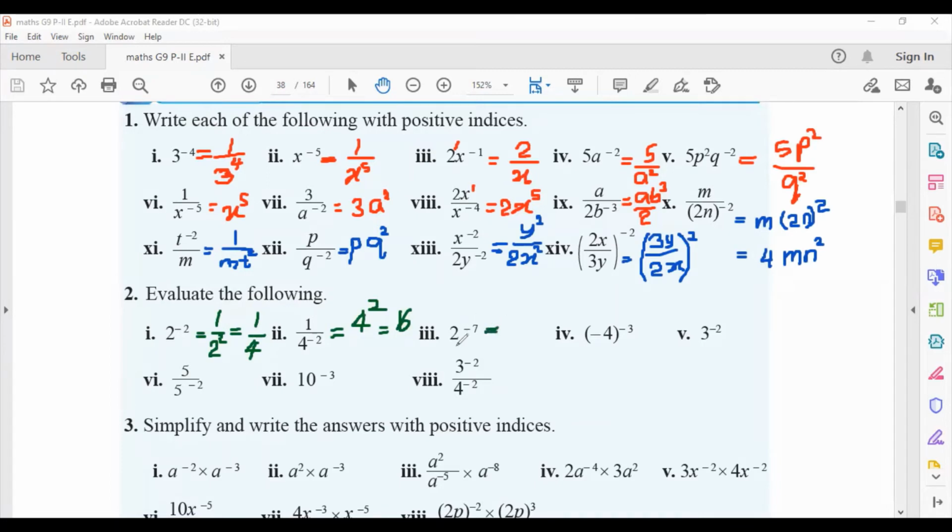Here 2 to the power negative 7. It can be converted into a positive index by taking it into the denominator place. Then it is 2 to the power 7. Evaluate means you have to find the value of 2 to the power 7 as well. 1 upon 128. 2 to the power 7 means you have to multiply 7 2's together. 1 upon 128. 2 to the power 7 is 128.